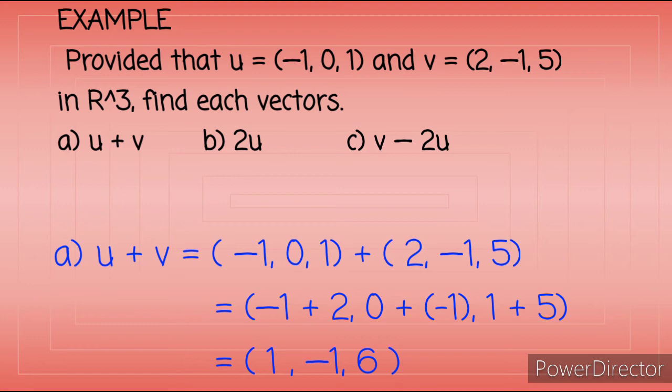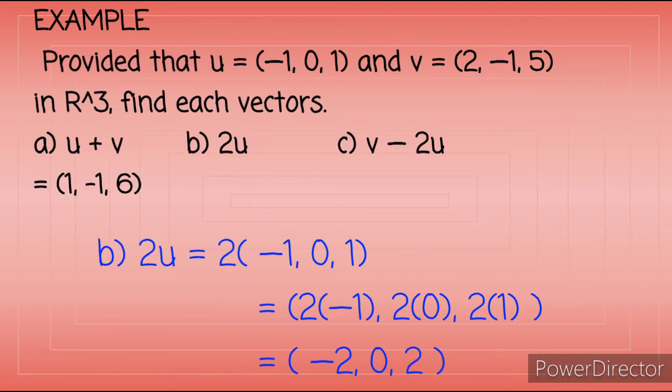Remember, when we add two vectors, we add the corresponding components, where u plus v is equal to negative 1 plus 2, 0 plus negative 1, and 1 plus 5, which is equal to 1, negative 1, and 6.